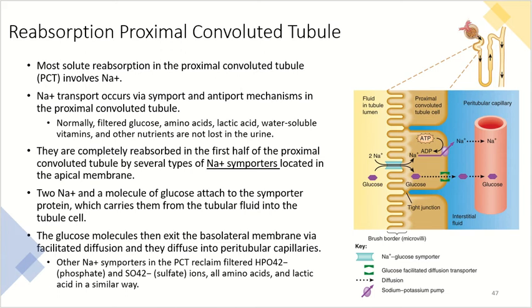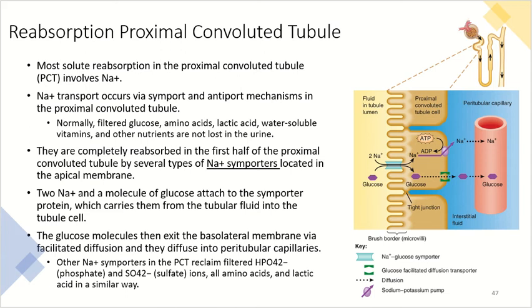And this is going to occur via several different types of sodium symporters that are going to be located in the apical membrane. So two sodium molecules and a molecule of glucose are going to be attached to the symporter protein, and this is going to then carry them from that tubular fluid into the tubule cell. The glucose molecules are then going to exit the basolateral membrane via facilitated diffusion, and they're going to diffuse into the peritubular capillaries.